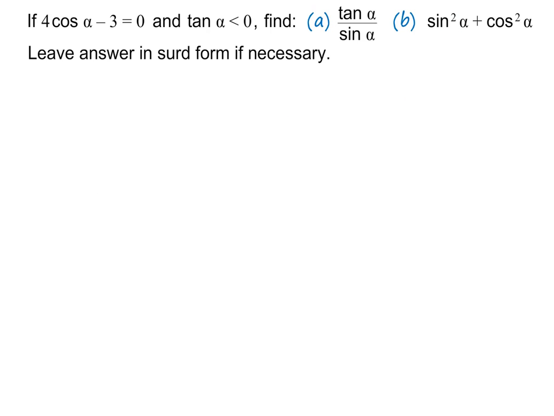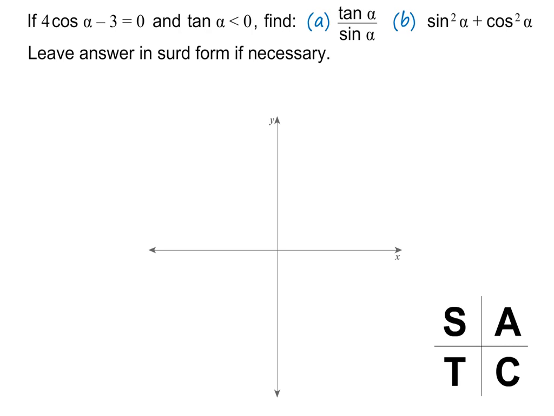Here we are given that 4 cos alpha minus 3 equals 0, and that tan alpha is less than 0, or negative. We will again need to draw a sketch to answer this question. And we will also need the cast diagram to remind us where the ratios are positive.